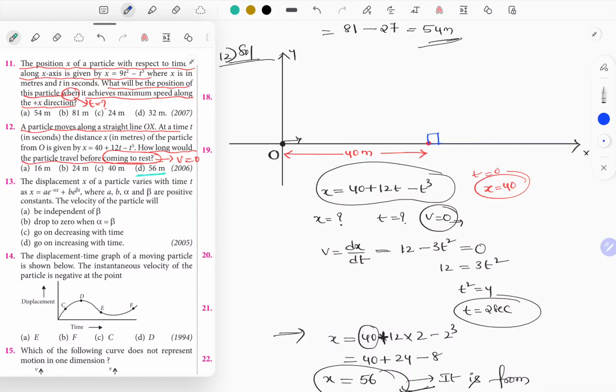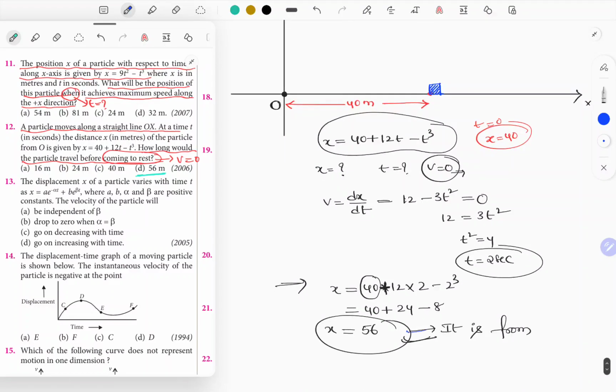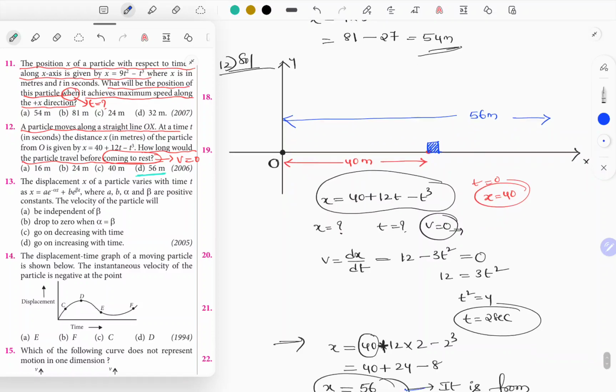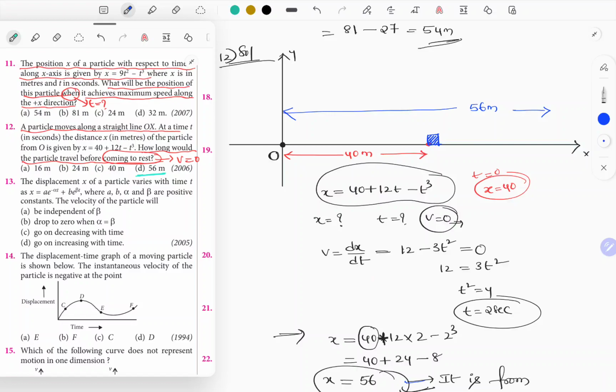So from this position, the object is starting. This is the exact meaning of this question. Whatever equation they have given, this equation represents this. The object is initially, at t is equal to 0, at 40 meter. From this 40 meter, the object starts traveling. So what is the answer I got finally? x is equal to 56 meter. This 56 meter is measured from the starting, that means from the origin. In the equation, I substituted directly, right? So this is where the object came to rest position. Final velocity is equal to 0. Now the remaining distance is the distance traveled by this object, that is equal to 16 meter.